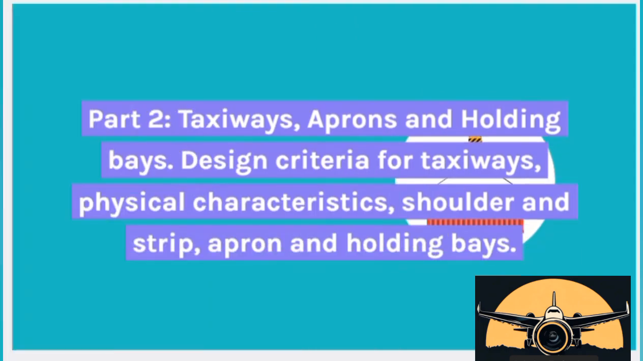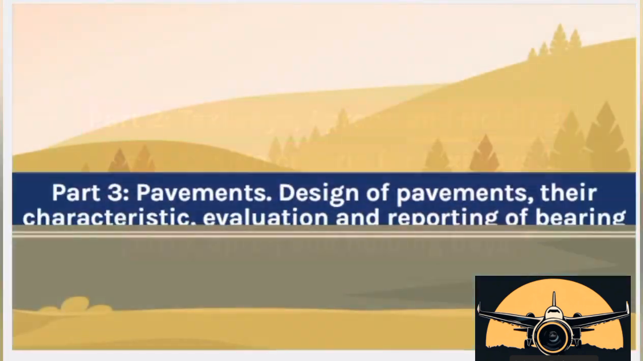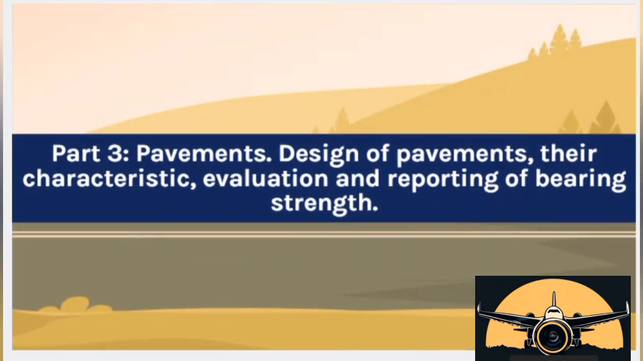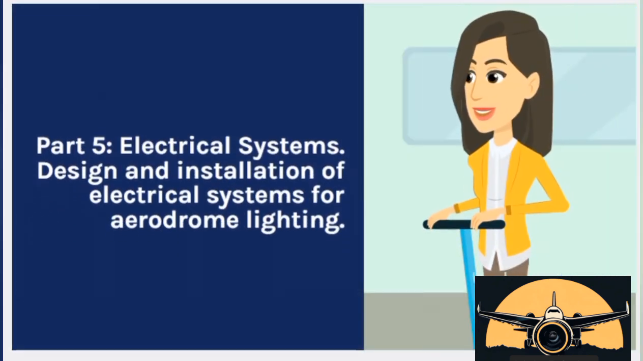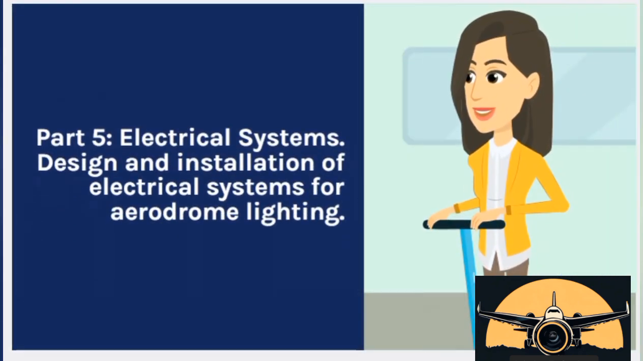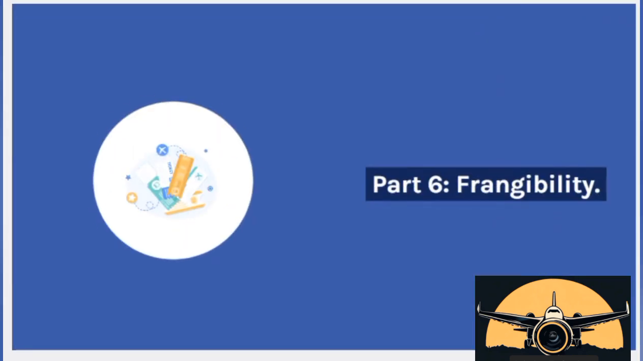Part 2, Taxiways, aprons and holding bays. Design criteria for taxiways, physical characteristics, shoulder and strip, apron and holding bays. Part 3, Pavements. Design of pavements, their characteristic, evaluation and reporting of bearing strength. Part 4, Visual Aids. Design and installation of visual aids used at the airport and their characteristics. Part 5, Electrical Systems. Design and installation of electrical systems for aerodrome lighting. Part 6, Frangibility.